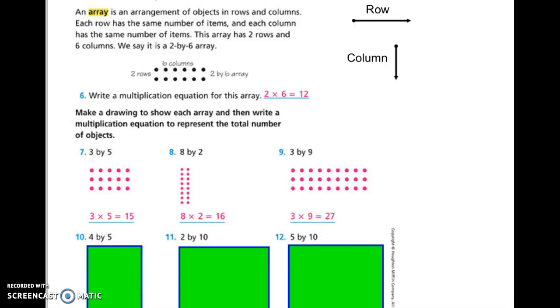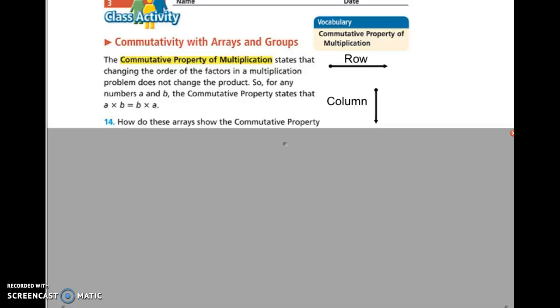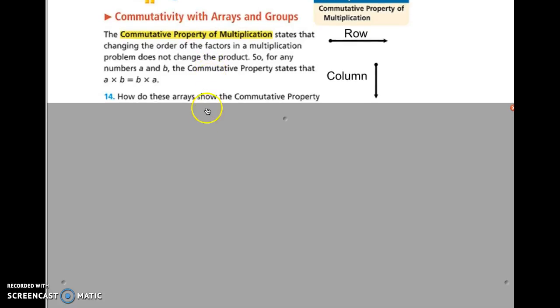Good. All right, on this slide, we're going to be talking about the commutative property of multiplication, which states that changing the order of the factors in a multiplication problem does not change the product. So for any numbers a and b, the commutative property states that a times b is equal to b times a. That sounds way more complicated than it really is. Basically, when we talk about factors, that's just the two numbers that we're multiplying. And remember, the product is the answer that we actually have.